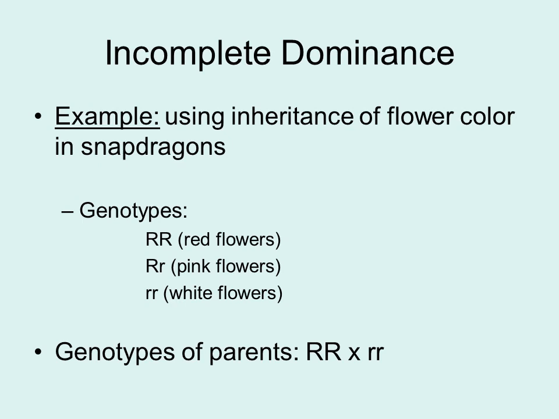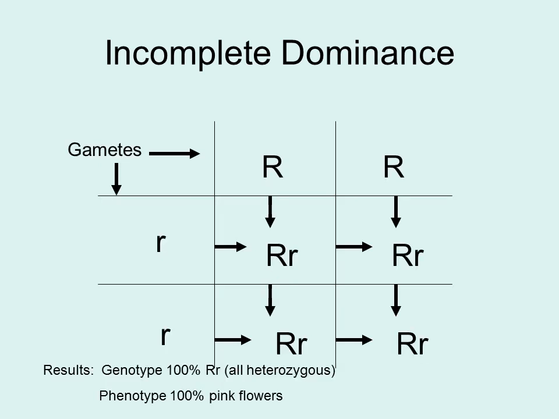And think of it this way. You mix red and white, what's halfway in the middle? It's going to be pink. And that is what you classically will see. So here's the crossing once again. You put one parent across the top, another parent down the side, bring the columns down, the rows across to determine the offspring. Once again, the genotype 100% big R, little r, phenotype 100% pink flowers.